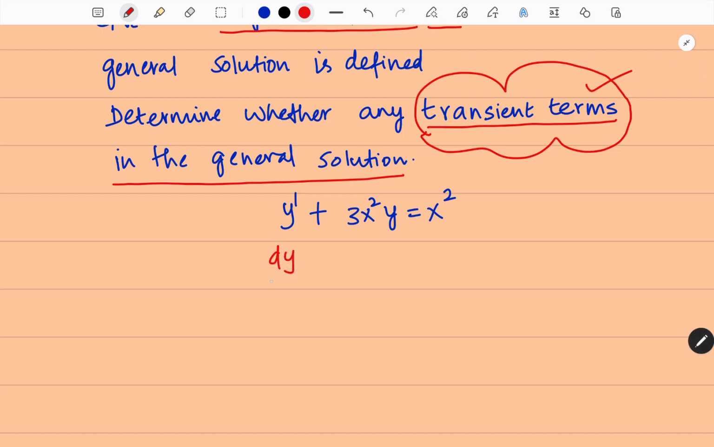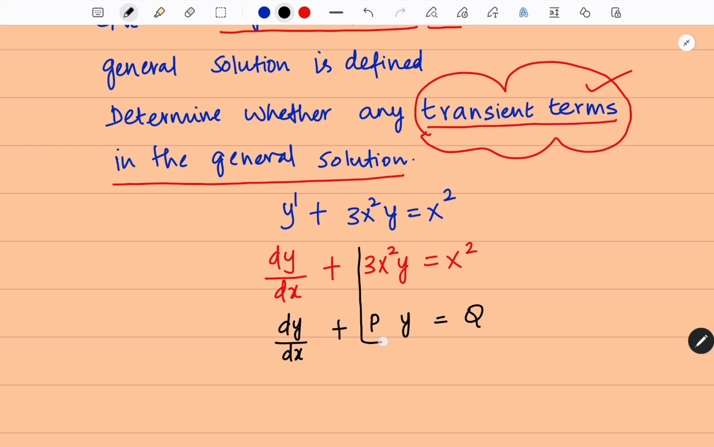Right. y dash, that is dy by dx, plus 3x square y is equal to x square. Clear everybody? Right. So now this is equal to dy by dx plus py is equal to q. What's your p? Just match this with your general equation. This is your p and this is your q, right? So p is equal to 3x square, and q is equal to x square. P is equal to 3x square and q is equal to x square, right?